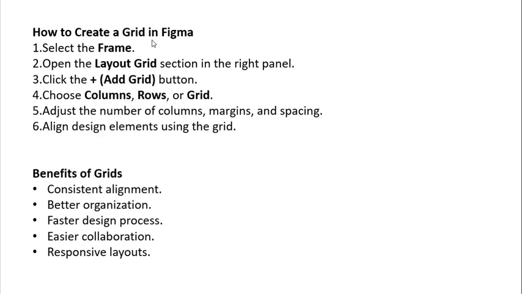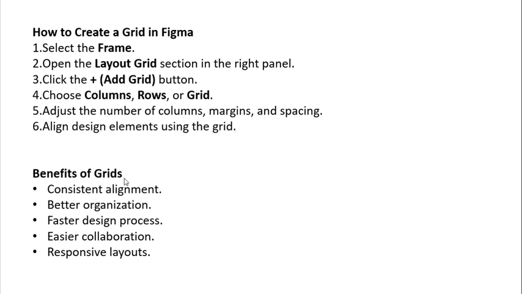How to create a grid in Figma? First, select the frame and open the layout grid section in the right panel and click the plus button to add the grid. Choose columns, rows, or grid, and adjust the number of columns, the margins, and the spacing, and align the design elements using the grid.